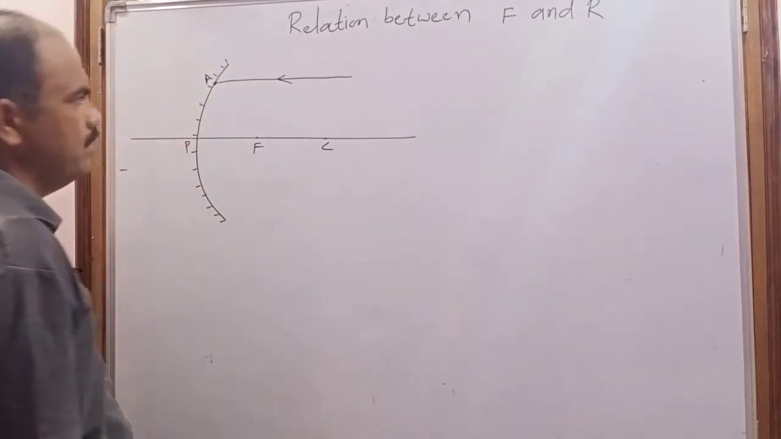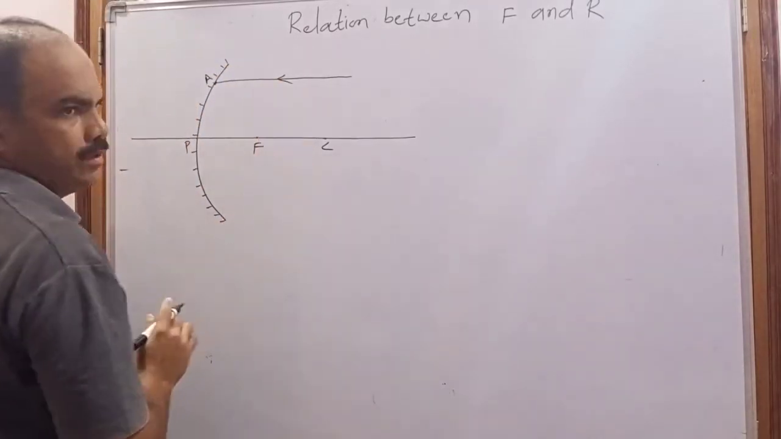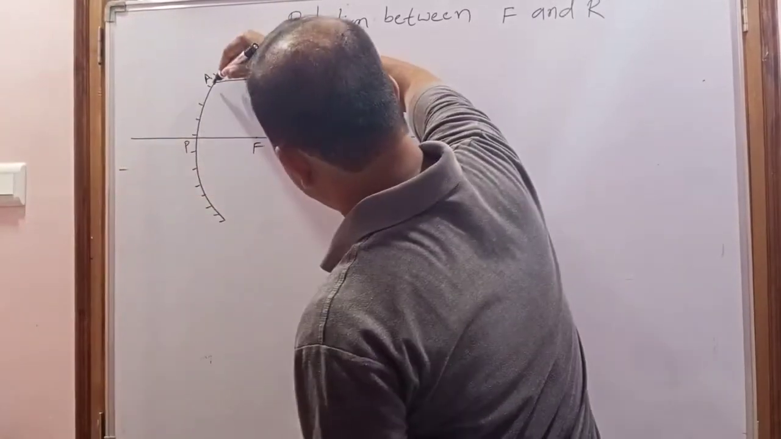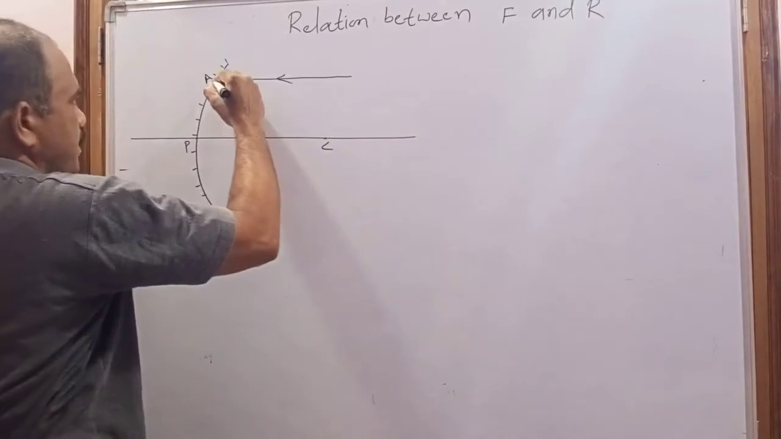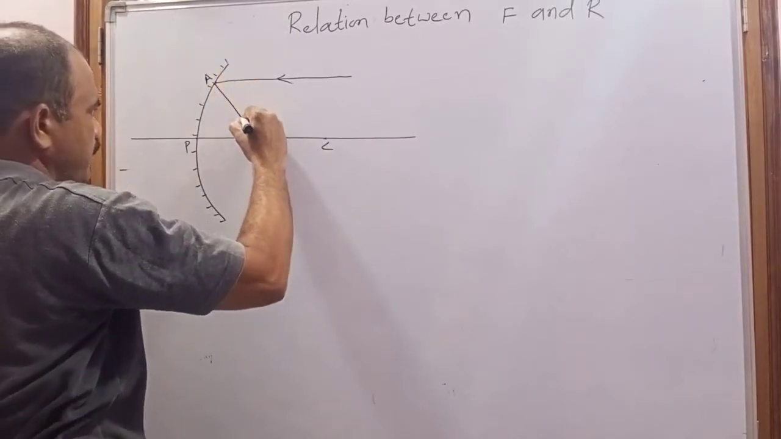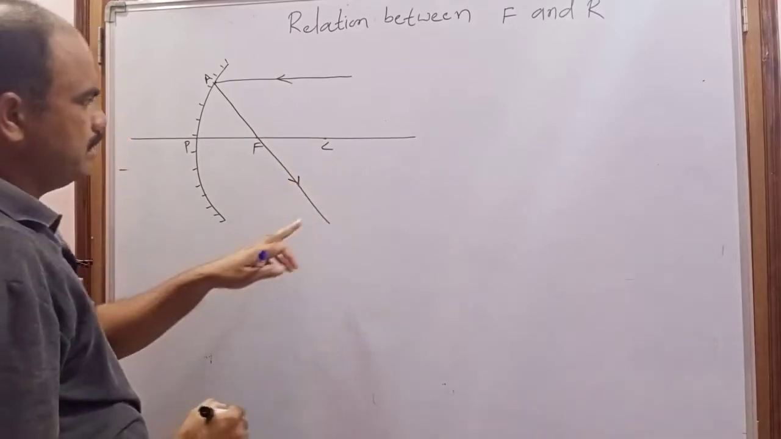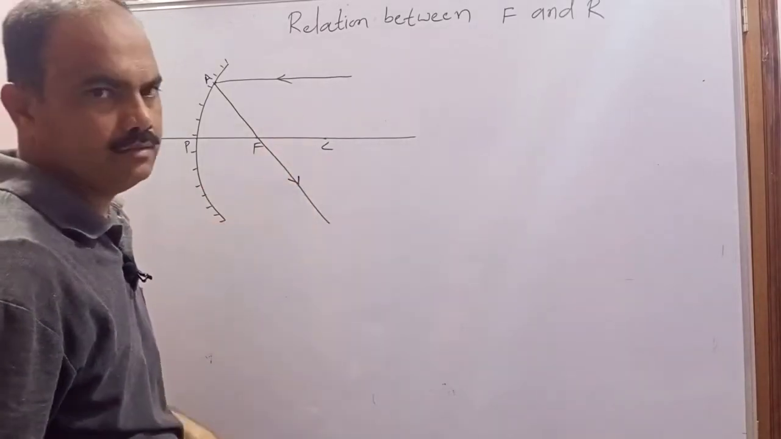According to the rules, if the incident ray is parallel to the principal axis, after reflection how will it be? It passes through the focus. It will pass through the focus. This is the reflected ray, and this is the incident ray.